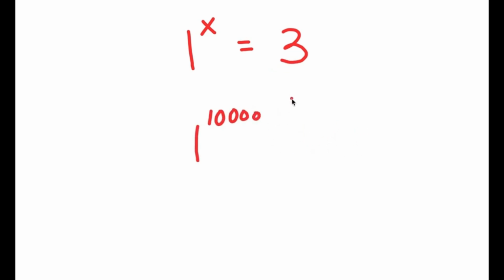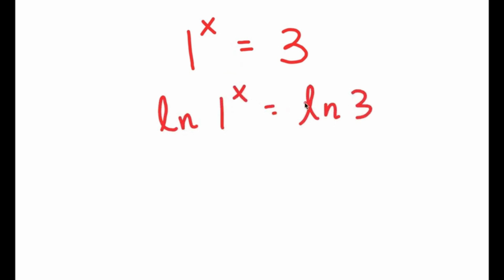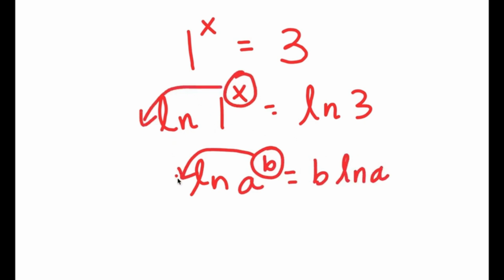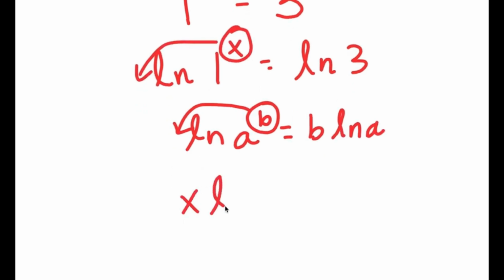Well, let's try to solve this equation the way we would solve any other exponential equation. The first thing I would do is take the natural log, or ln, on both sides. So I get ln 1 to the power of x is equal to ln 3. Now, if I have something in the form ln a to the power of b, I can move this exponent b to the front, so this is going to equal b times ln a. In this case, I have ln 1 to the power of x, and I can move x to the front. So now I get x times ln 1 is equal to ln 3.